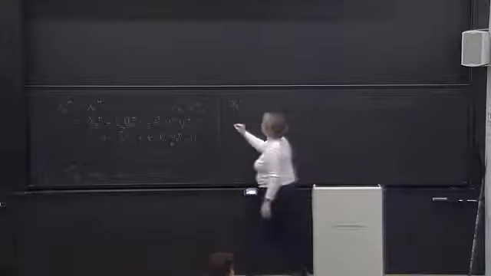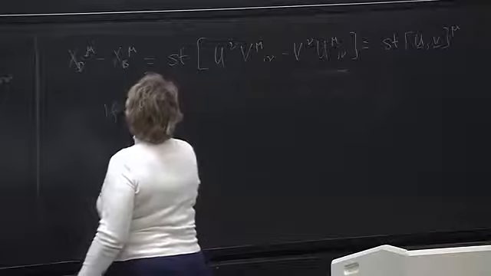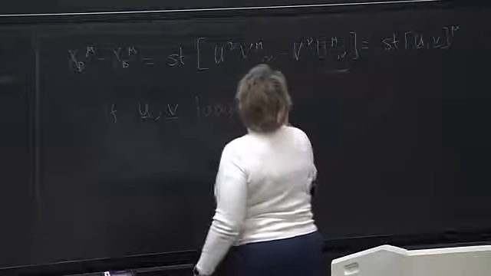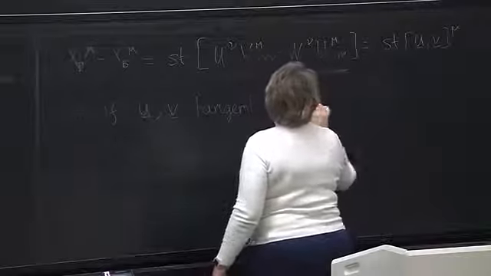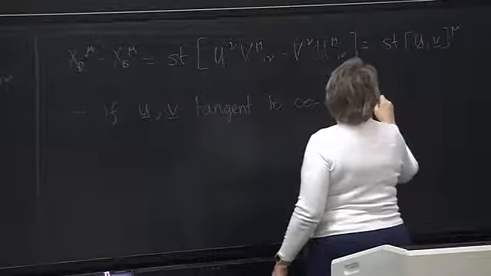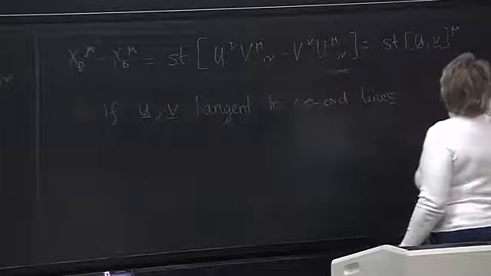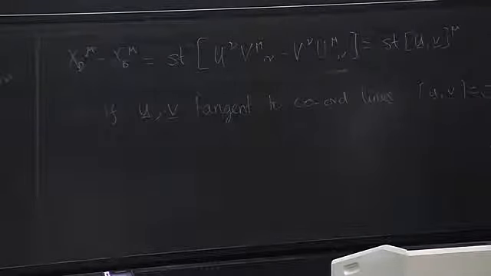So this means that if u and v are coordinates, so the integral curves of u and v are coordinate lines, then their commutator has to vanish, because the whole point about a chart is it gives you a unique labeling of each point in terms of coordinates.